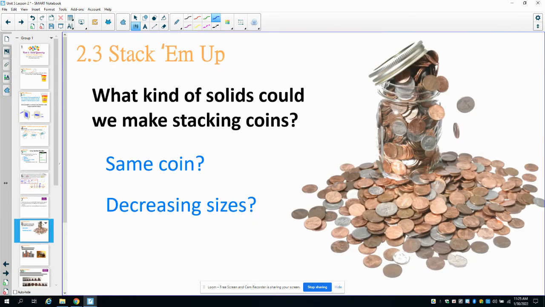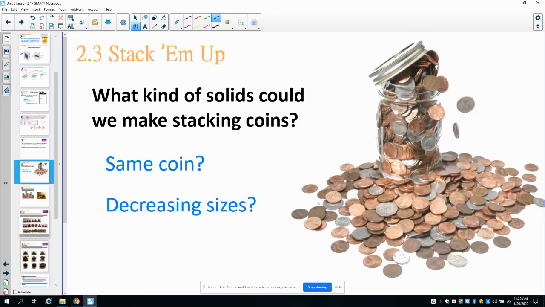Then let's take a look at, what if we took a look at coins? Thinking of coins as almost cross sections, just flat surfaces. What if we stacked the same coin on top of itself? If we took all pennies and just stacked them, or all dimes and just stacked them, what shape would you make?